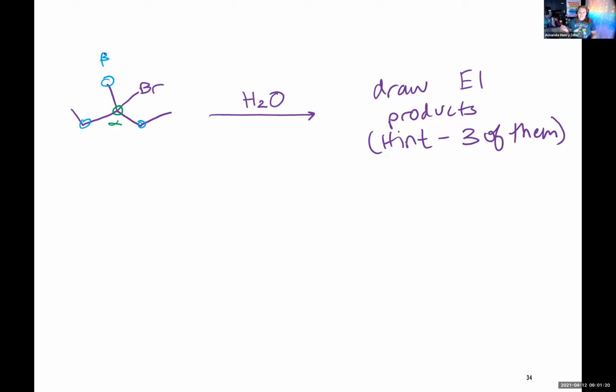If you are asked just to draw the product, all you need to do is draw your carbon structure. Our leaving group's going away, so we're not including that, but we need to draw a double bond between the alpha and the beta. So there's one of my products.